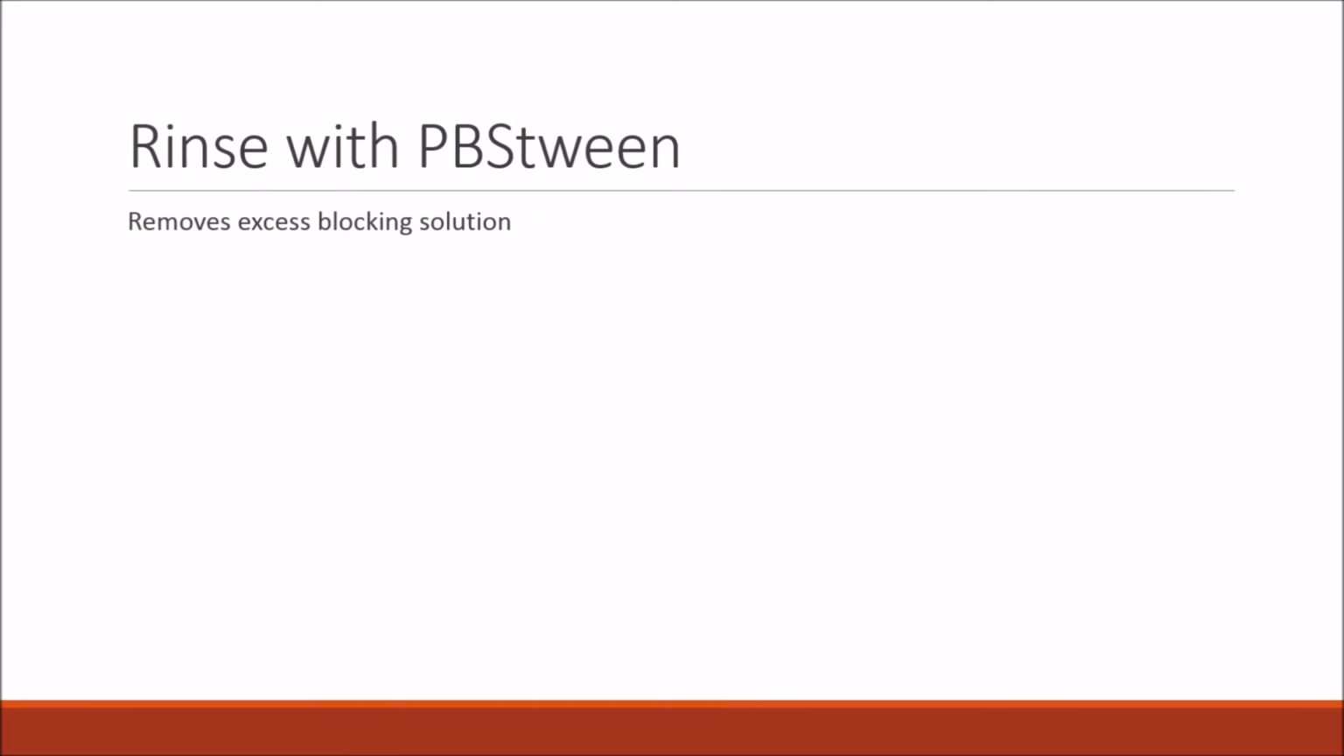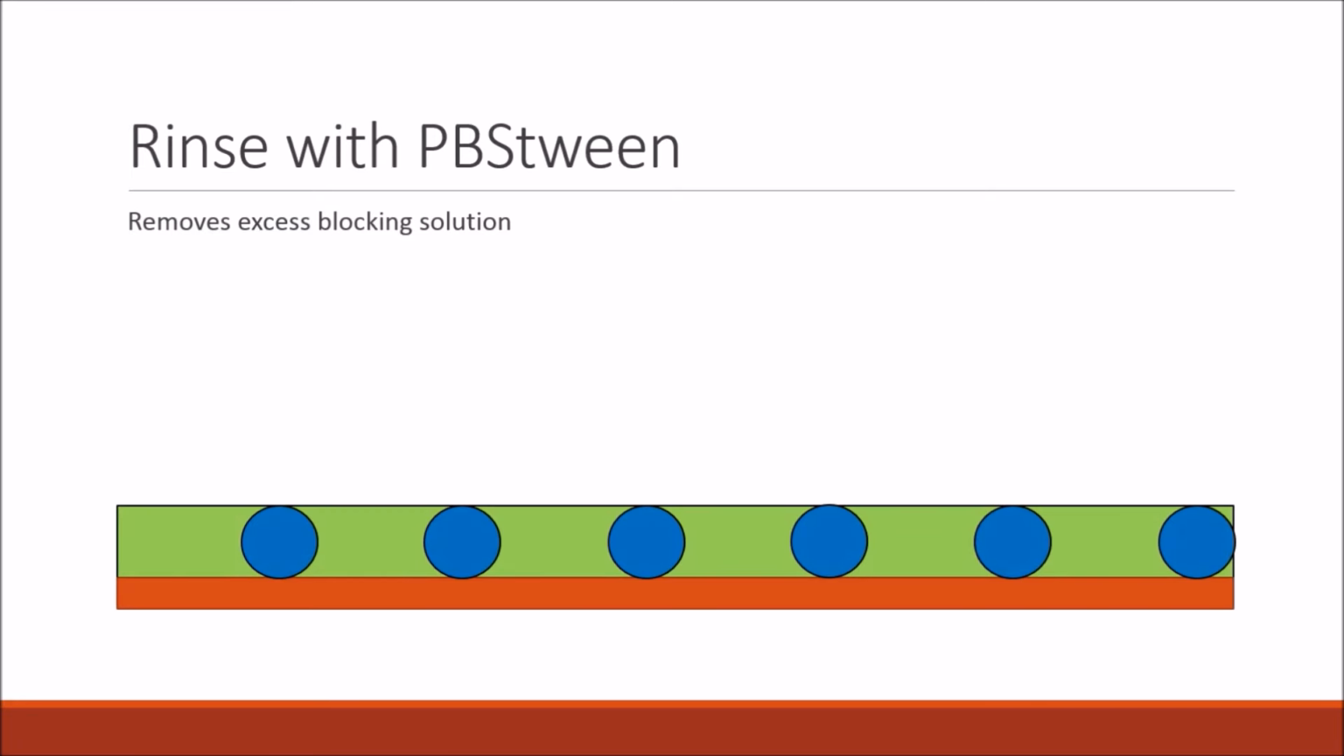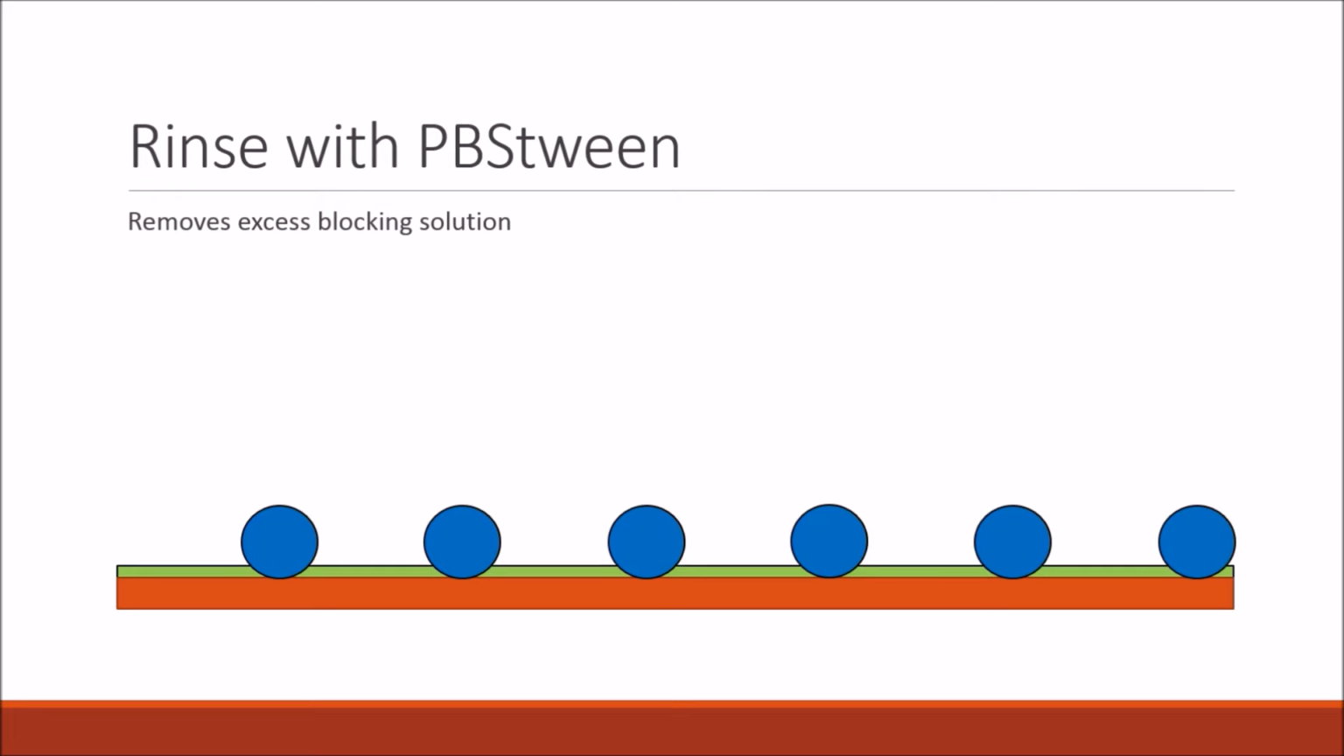Okay, so the next step is to rinse with something called PBS tween, and what this does, it removes any excess blocking solution. And all tween does, it promotes better washings when you're using it. So again, imagine here we've got our flooded nitrocellulose membrane with our proteins of interest, and as soon as we apply the PBS tween, we're literally removing any of that excess blocking solution, leaving us with a thin layer.